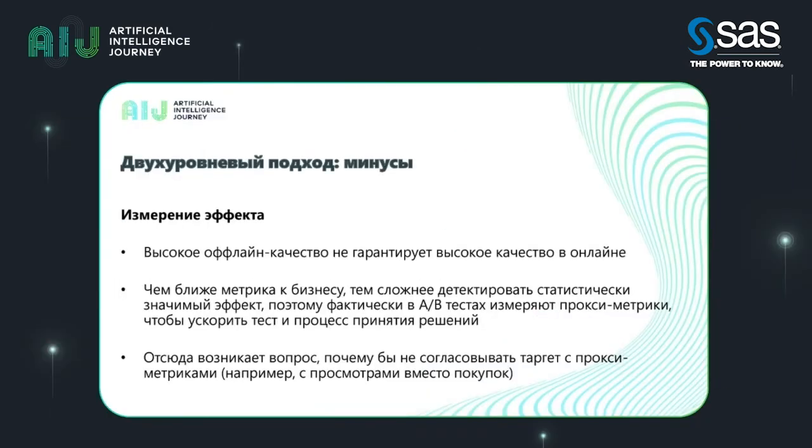There are a lot of cons though. First of all, measuring the effect. High offline quality doesn't guarantee high online quality, and the closer the metric is to the business, the harder to detect an effect. So, in fact, A/B tests are usually measuring proxy metrics to speed up the test and the decision making.